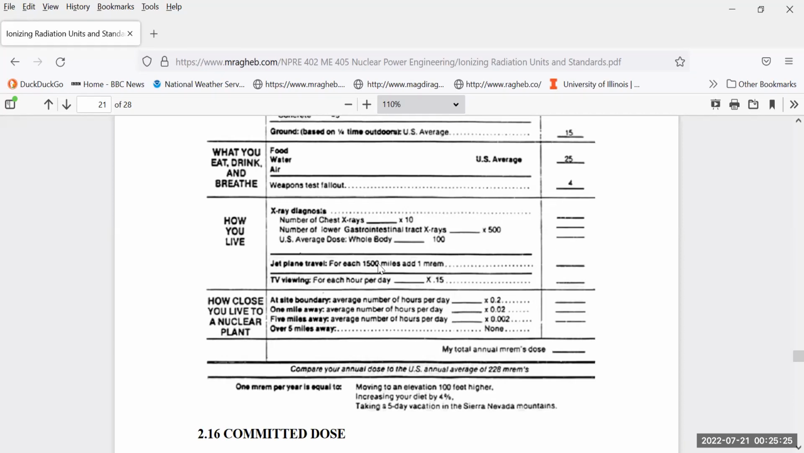And they suggested jet plane travel. You lose the protection of the atmosphere, and each jet plane travel for 1,500 miles gives you an extra 1 millirem. And if you still view TVs, do it from a distance, because the number of hours of TV viewing gives you 0.15 millirem per person per year per hour of watching. And that's why it's a good idea to stay away from TV.